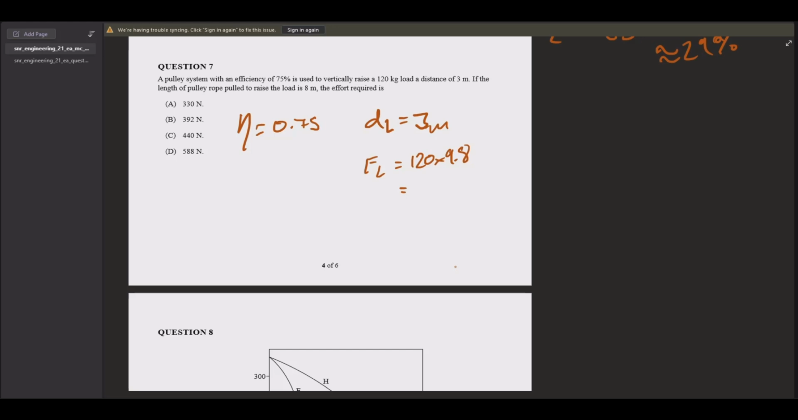And that's 1176. And it also gives us the distance of the effort, which is 8 meters. And we're looking for force of the effort. So let's do some substitution into, actually let's not do a substitution yet. Bring out this formula again, rearrange for MA. Rearrange for force of the effort.